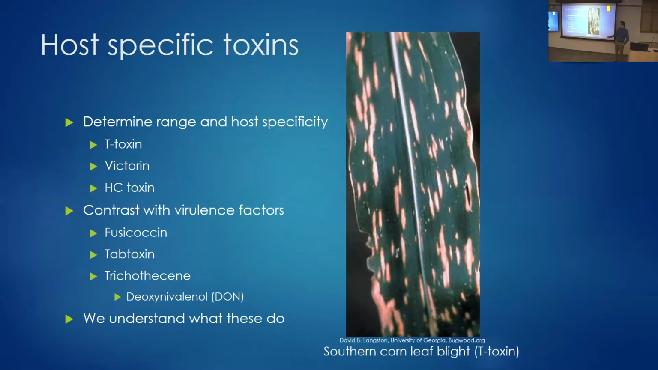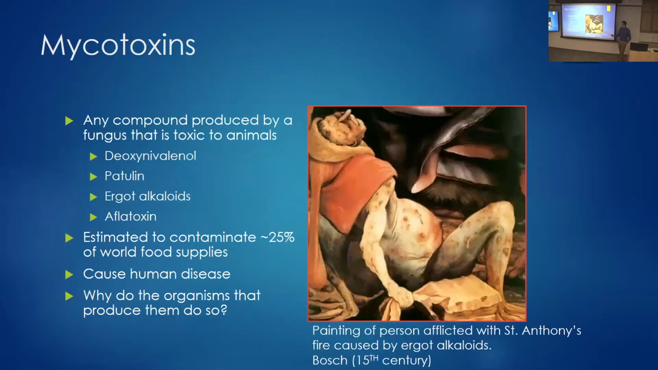But in the case of deoxynivalenol, which is also classified as a mycotoxin, it's known as vomit toxin, endearingly. Again, the way that we find out about these compounds is because they are toxic. So patulin we heard a little bit about last week, so I had to throw it up there. But ergot alkaloids, even back in the 15th century when Bosch did this painting, you can see that St. Anthony's fire was an issue. Long before we knew that there were microbes causing these diseases, we knew about the diseases they cause, and we've gone on to learn about that.